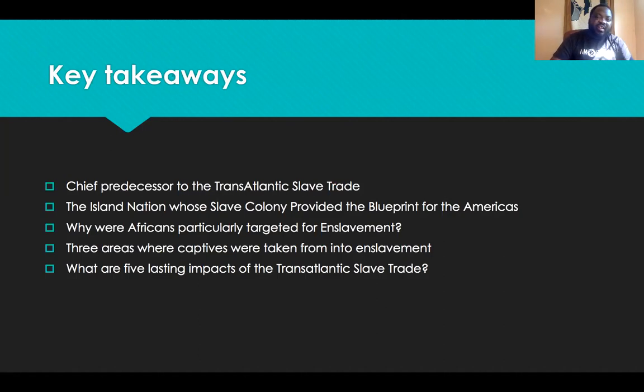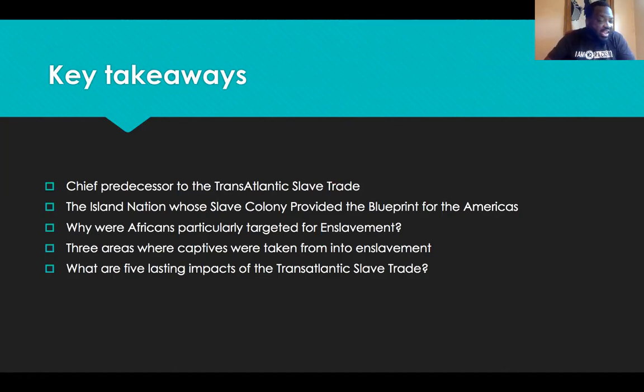Why were Africans particularly targeted for enslavement? What made them ideal, if you will? I hate using all these value-laden words for this very brutal system. What made them preferable, quote unquote, to some of the Europeans that had been brought over and to the Native American populations, right? Think about that. Name 3 areas where captives were taken from into enslavement. We spoke about a lot of areas across the western coast of Africa. So just remember some of them.